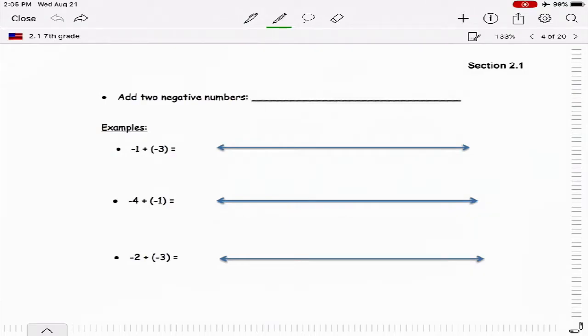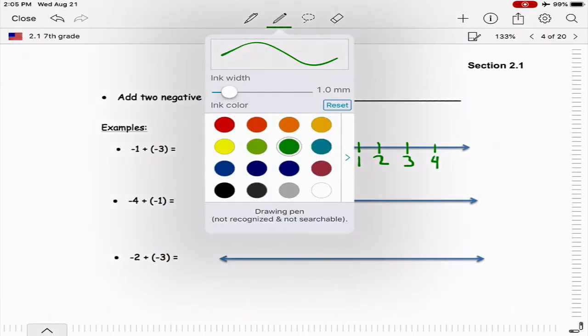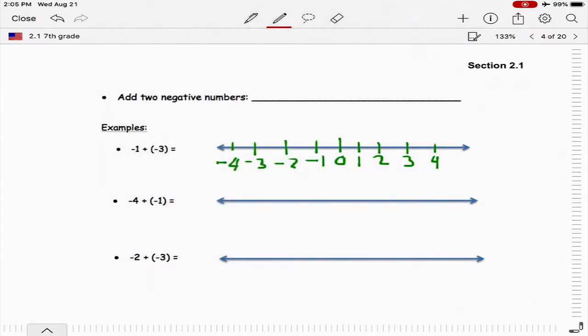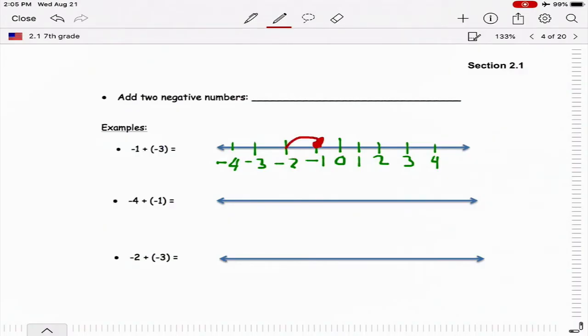Once again, I'm just creating a normal number line. It doesn't matter how far you want to go. Decide to go from -4 to 4. So I'm graphing -1 first, and -1 is right here. Now I'm adding -3. So that means I'm going to be moving this dot, this red dot, 3 spaces. But because it's negative, I'm moving it to the left. So 1, 2, and 3. My final answer is -4.